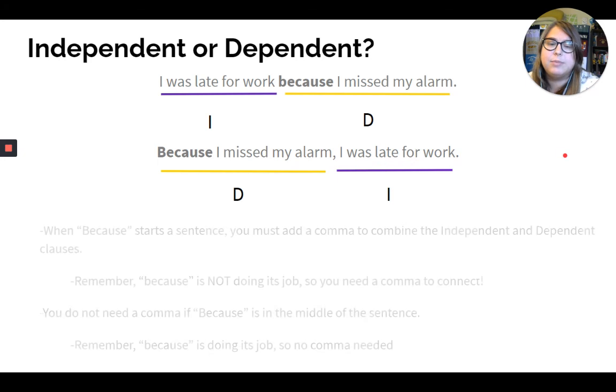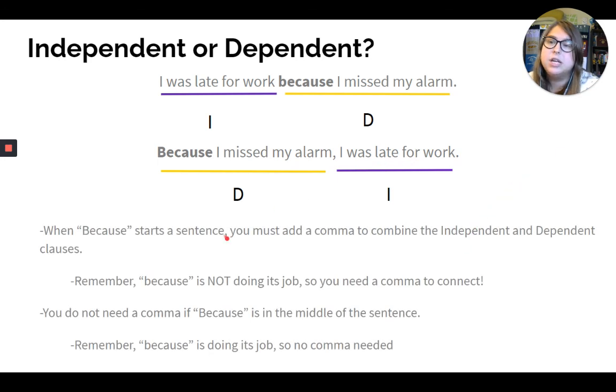So when we are talking about the rules that we have to follow in terms of grammar, when "because" starts a sentence, you must add a comma to combine the independent and dependent clauses. And that's because the word "because" is not doing its job, so you need a comma to connect. If the job of the word "because" is to show connection, when it's at the beginning of a sentence, it's not connecting anything. That's why I need that comma here to join together my dependent and independent ideas.